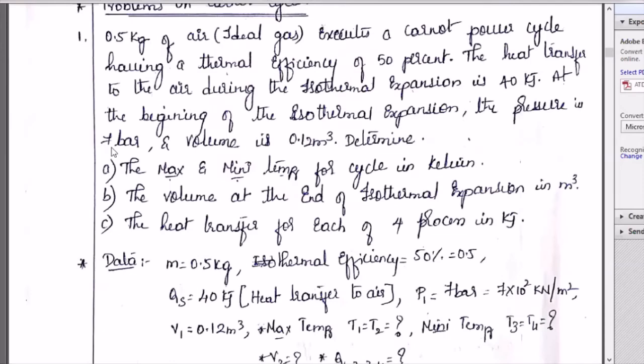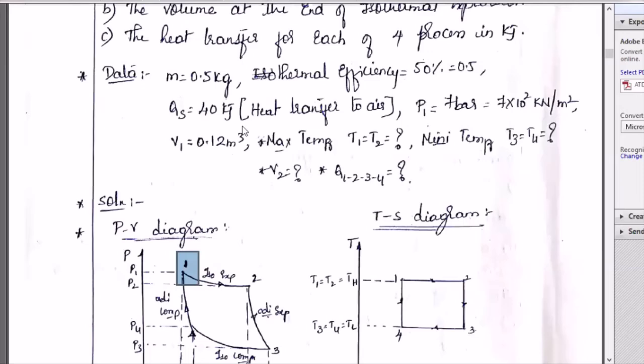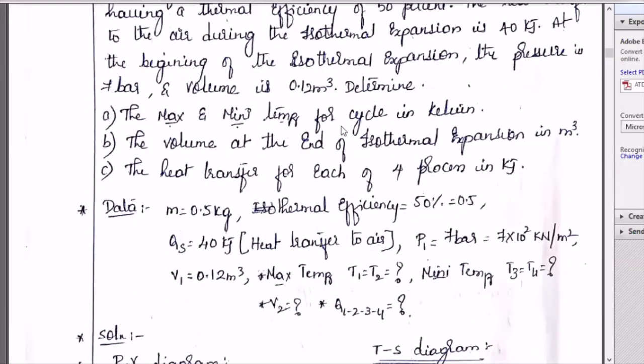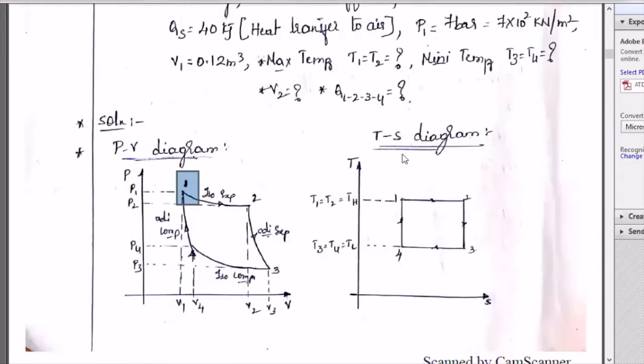Next, after that, the pressure is 7 bar and volume is 0.12. Not only the pressure, they have given the volume also, 0.12 meter cube. Therefore, it is V1, taking down V1 as 0.12 meter cube. Now, what we have to find out is the maximum and minimum temperature of the cycle. Look at the TS diagram. Maximum temperature is T1 and T2. Minimum temperature is T3 and T4. Lower temperature is minimum temperature. Higher temperature is maximum temperature. These 4 values we have to find out. Means if you find out 2 values, that will be equal to another 2 values, so that we can easily finish it up.